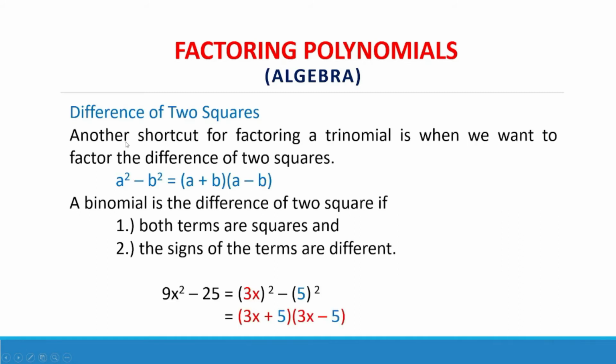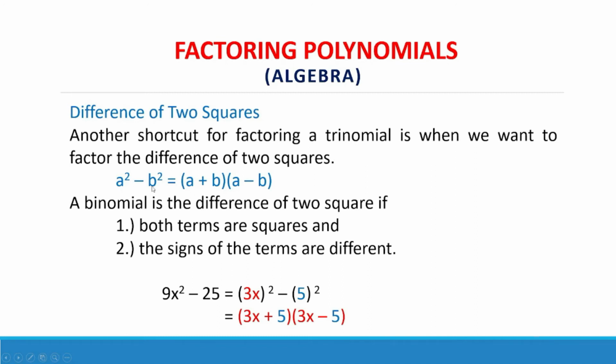Difference of two squares. Another shortcut for factoring is when we want to factor the difference of two squares. So a squared minus b squared, the first term squared minus the second term squared, and the formula is a plus b multiplied by a minus b. That's the difference of two squares: the sum of the first and second terms multiplied by the difference of the first and second terms. A binomial is the difference of two squares if both terms are squares.